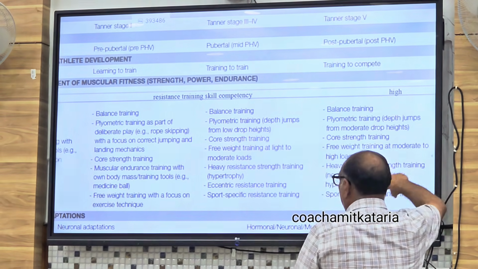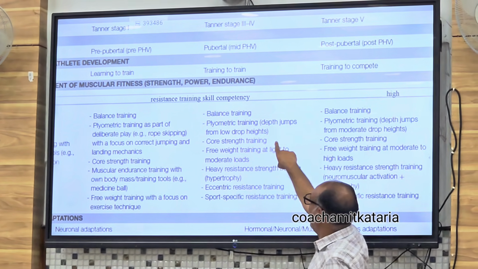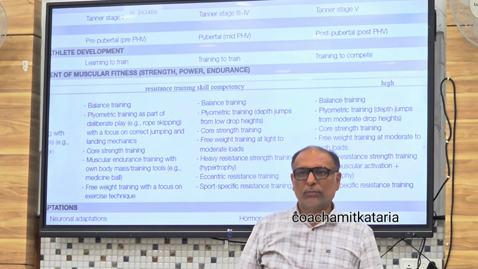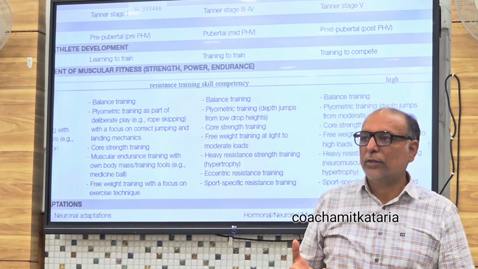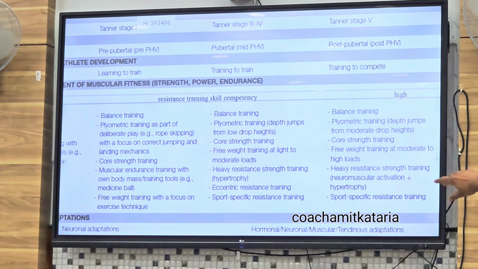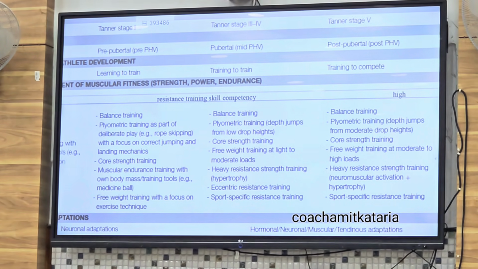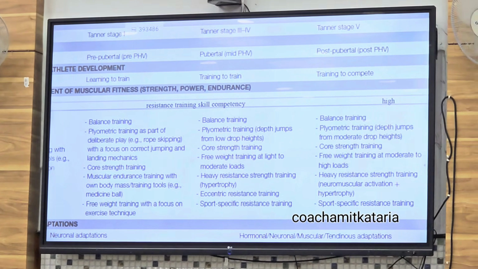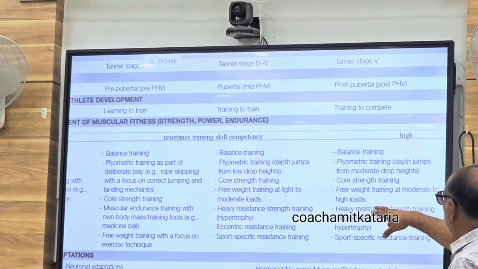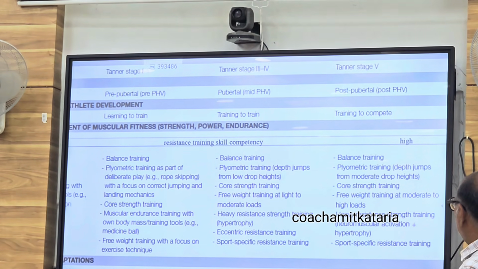If we come with the same plyometric training that comes for low drop heights, now we can increase, but still in a very controlled manner. Then we go to 18 plus, plyometric training that comes from moderate drop heights. Still, okay. Then the strength training is already there.